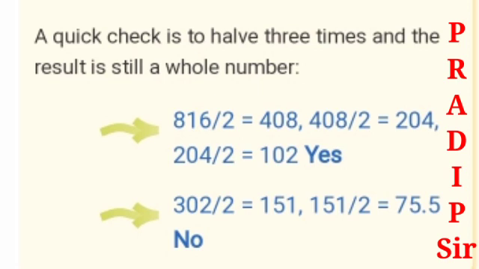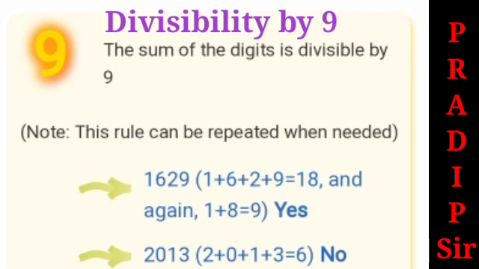And next is to test the divisibility of a number by 9. It's an interesting thing. The sum of the digits is divisible by 9, as in the case of 3. A number will be divisible by 9 if the sum of the digits present in that number is divisible by 9. And this rule also can be repeated if necessary. Now if we take the example of 1629, the digits present in that number are 1, 6, 2, 9. And if we add these digits, 1 plus 6 plus 2 plus 9 is 18, and 18 is divisible by 9. So the number is divisible by 9.